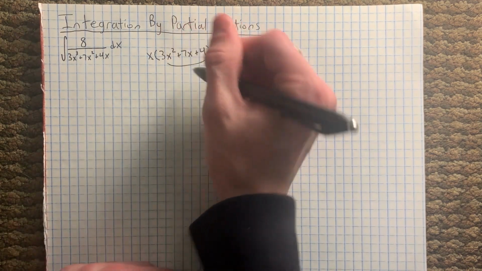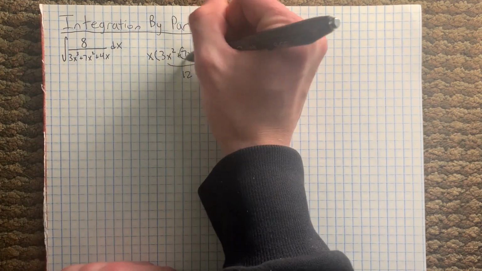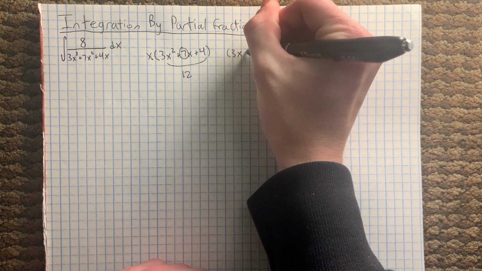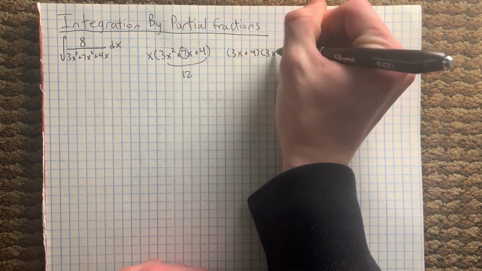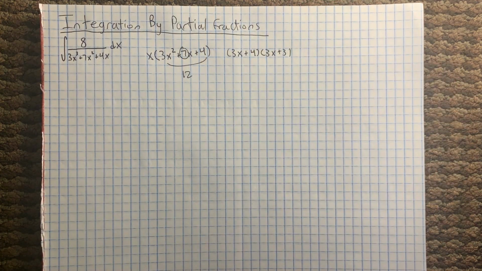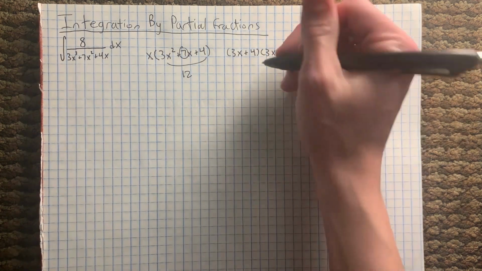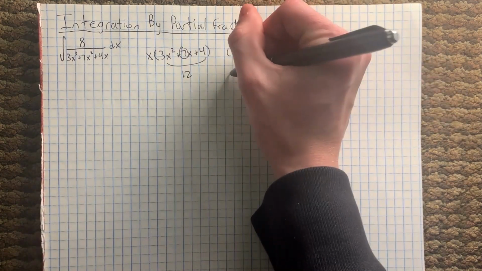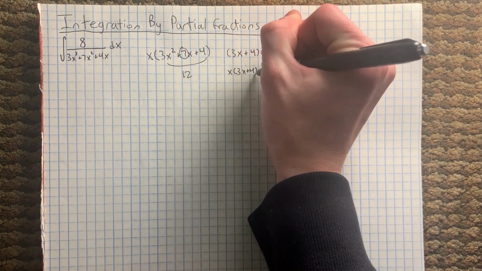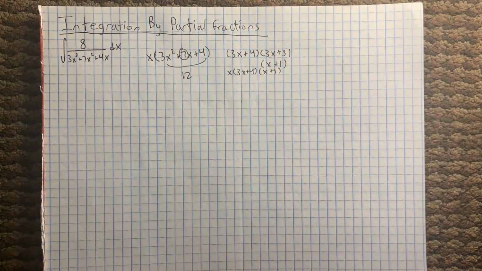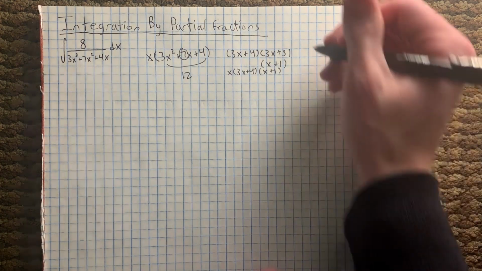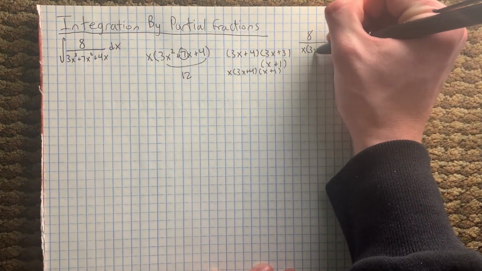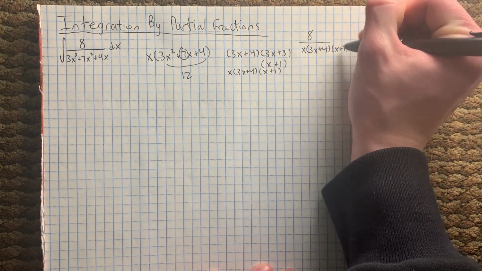Now, what two numbers multiply to be 12 and add to be 7? That'd be 4 and 3. So that can be written as 3x plus 4 times 3x plus 3, and this can be simplified to x plus 1. So finally we have x times 3x plus 4 times x plus 1. So our fraction here becomes 8 over x times 3x plus 4 times x plus 1.